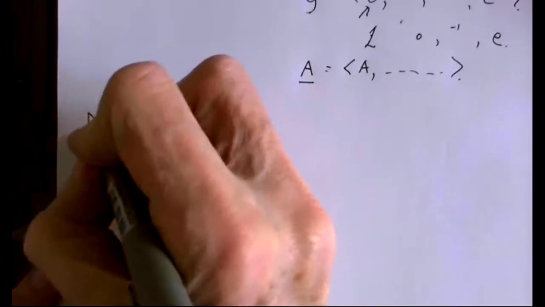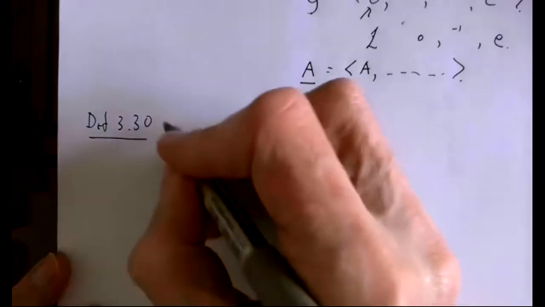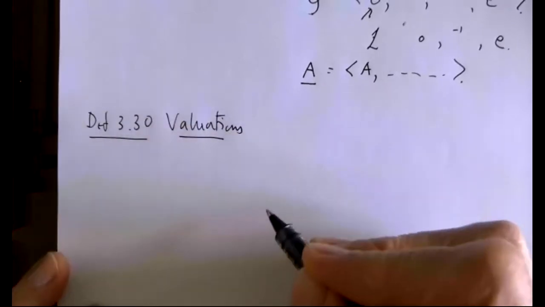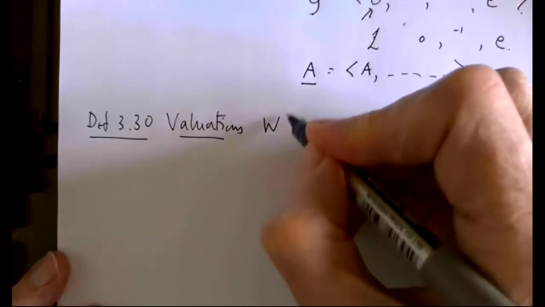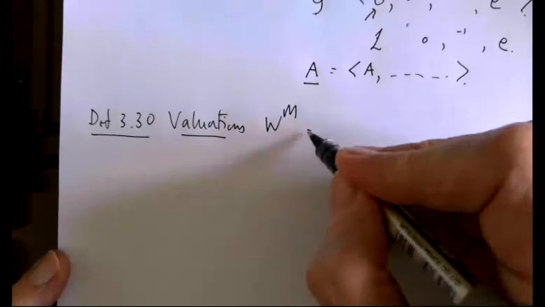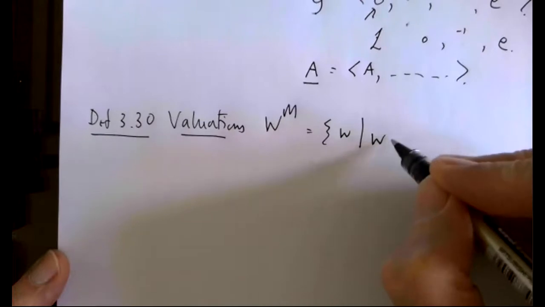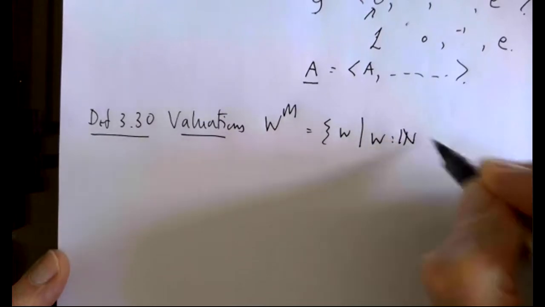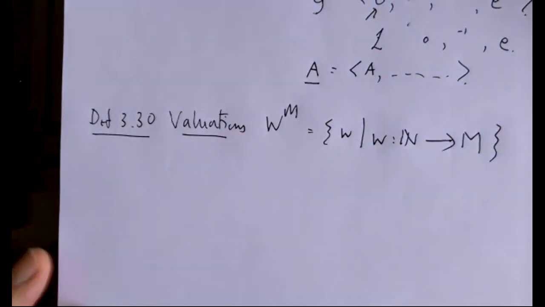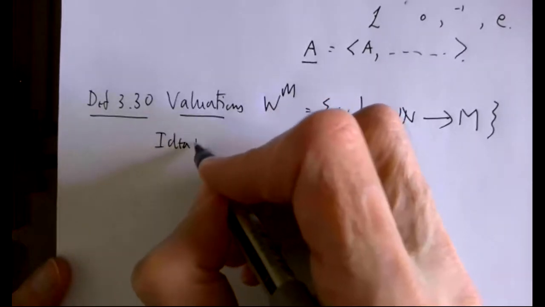So in definition 330, this is valuations. So this is W for M here. This is the set of little w's. So basically little w is a function, and it goes from the natural numbers into M, a set of elements of M. And the idea is simple.